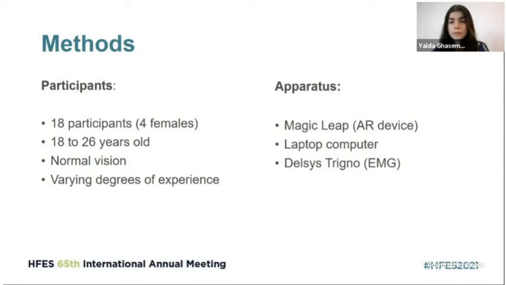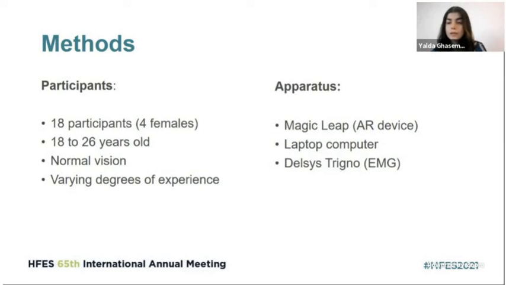To conduct the experiment, we recruited 18 participants, including 4 females and 14 males, and their ages ranged from 18 to 26. They all had normal vision or corrected vision with contact lenses, and no one wore glasses in this experiment. The level of experience in AR varied from person to person, but they were mostly inexperienced in working with AR. For this study, we used a Magic Leap headset as the device from which users should obtain the information, and a computer to enter the obtained information.